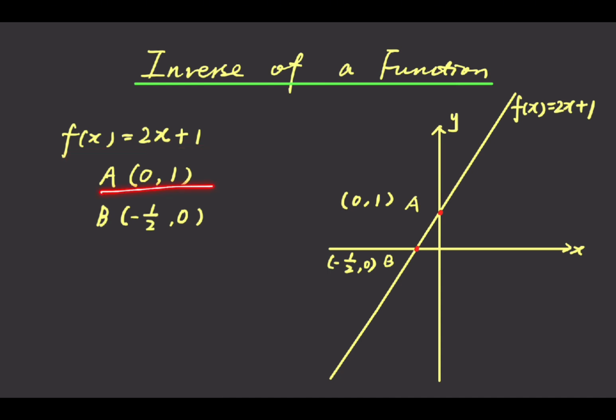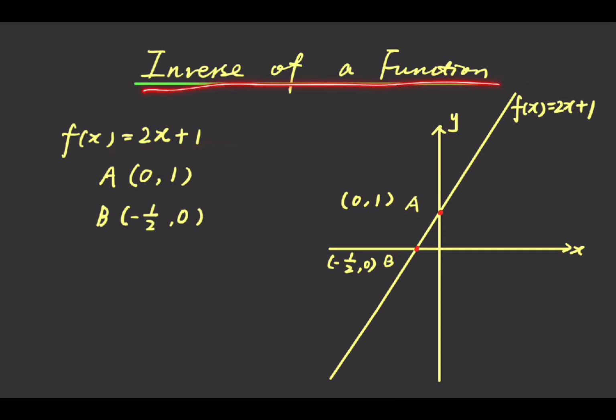Okay, this point A, its coordinate is (0, 1). Here, this is point A. B is (-1/2, 0), right? That will say x coordinate equal to 0, y coordinate equal to 0. Then we can get the corresponding y coordinates and x coordinates. Then we get two key points, point A and B, on the graph of the original function.